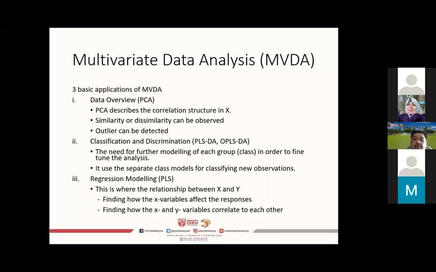First is for data overview using PCA. It describes the correlation structure in X in which similarity or dissimilarity can be observed. Also, outliers can be detected.